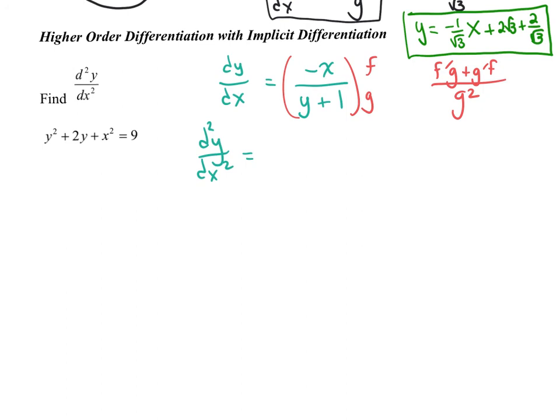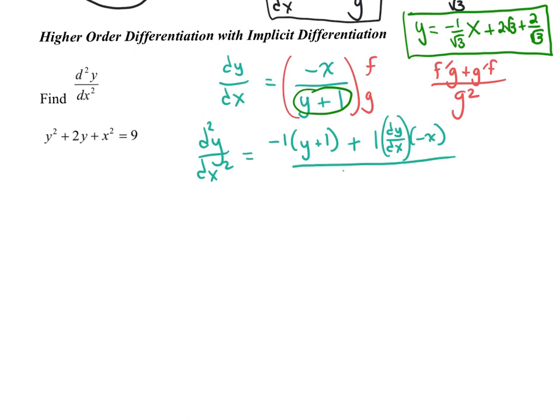So my second derivative is going to be the quotient rule of this. Take the derivative of the top. The derivative of the top, negative x, is just negative 1, times g, which is y plus 1. And I don't have to add any dy dx in this case because I differentiated an x. Plus g prime. The derivative of the bottom, y plus 1, is just 1, but I'm going to need a dy dx because I differentiated a y and not an x, times f, which is negative x, all over g squared, which is y plus 1 squared.